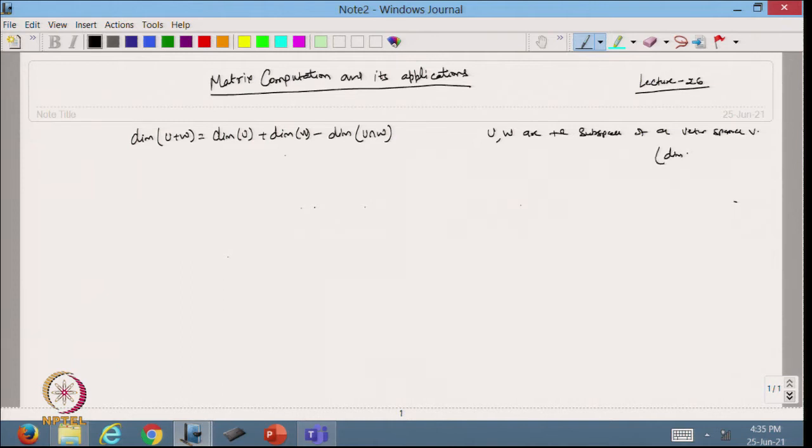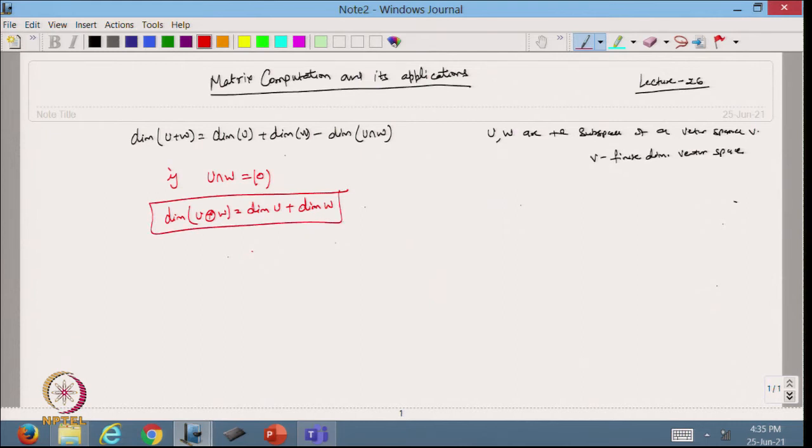Now, from here I can say that if U intersection W is 0, it contains just the zero element, then the sum becomes a direct sum, and the dimension of U direct sum W will be equal to the dimension of U plus dimension of W. So, for the direct sum we can directly write the dimension of U plus W is equal to dimension of U plus dimension of W.